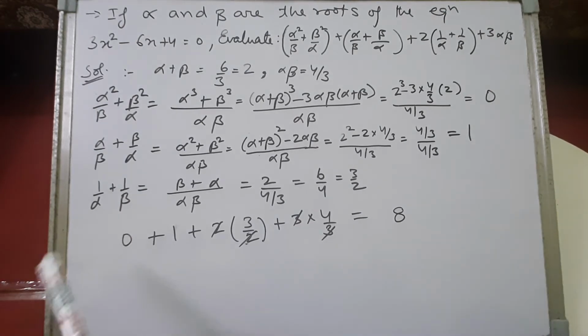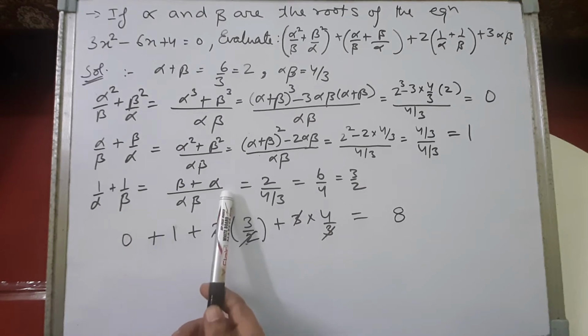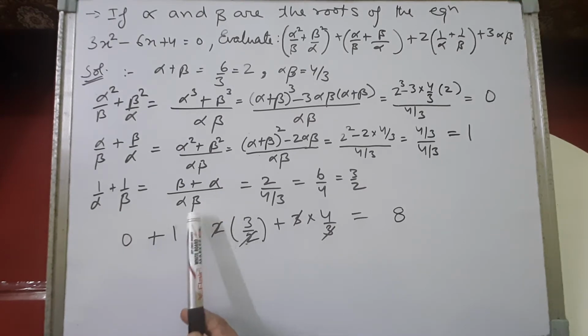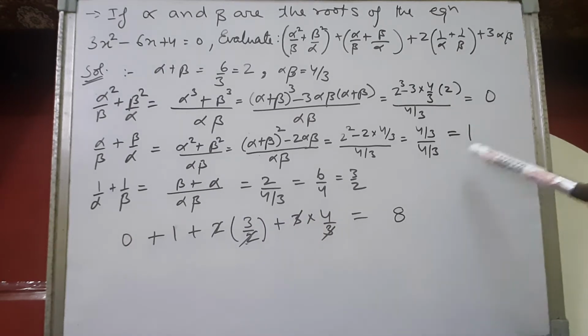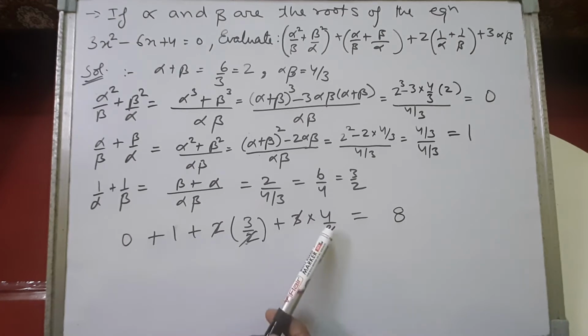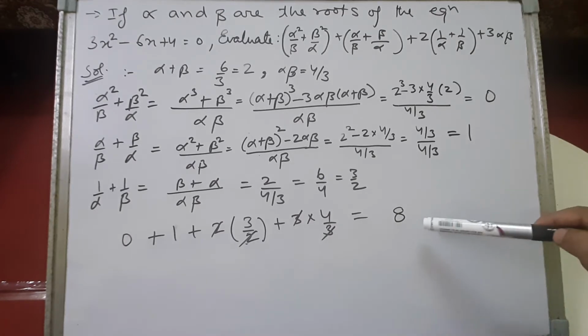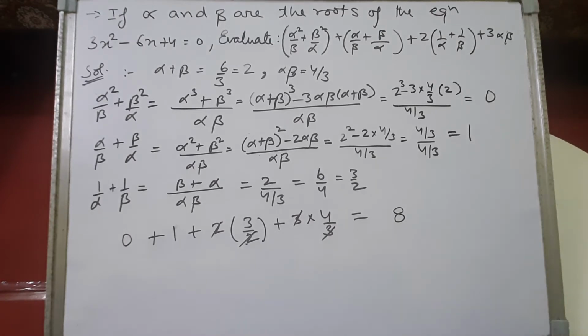Let's see this value, 1 upon alpha plus 1 upon beta. When we take the LCM, it will become alpha plus beta upon alpha beta. 2 upon 4 by 3, that is 6 upon 4, 3 by 2. So substituting the values in the given term that we have to evaluate, it will be 0 plus 1 plus 2 into 3 by 2 plus 4, 3 into 4 by 3. When we add, we'll get the answer as 8.